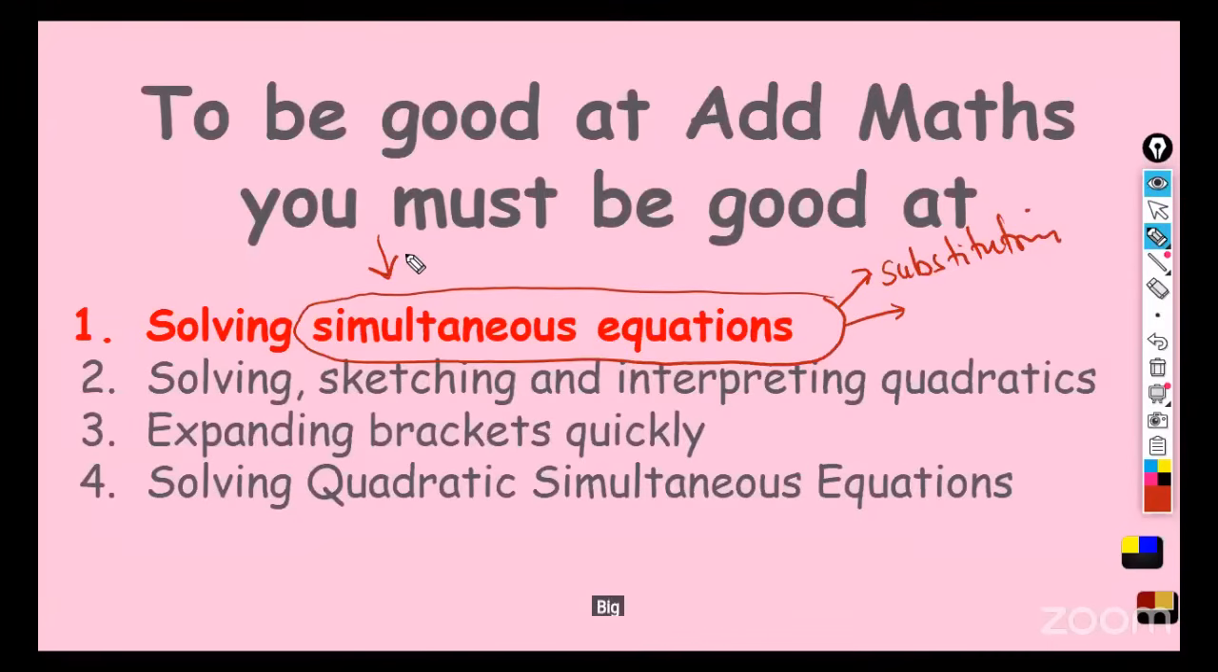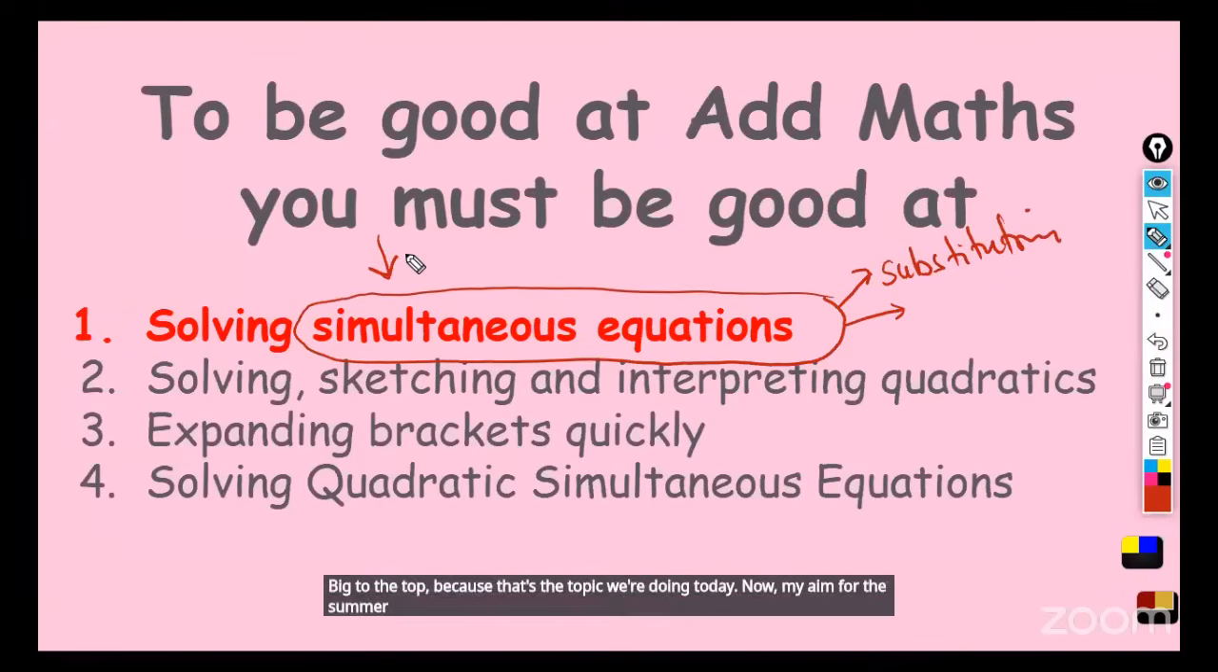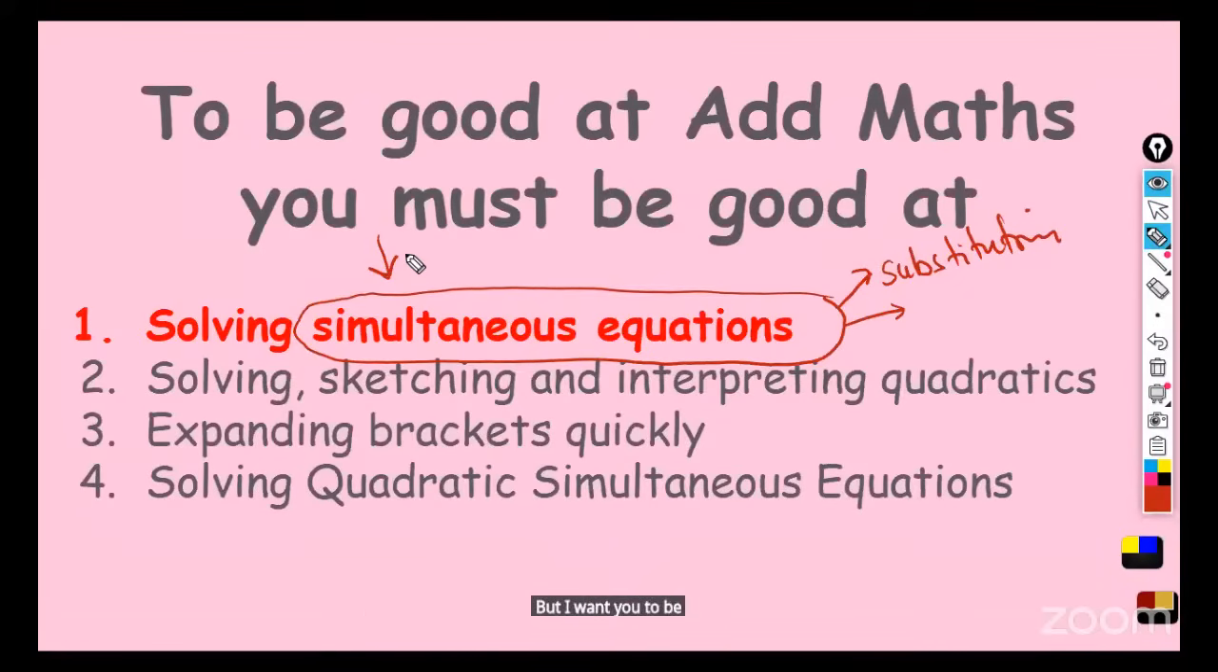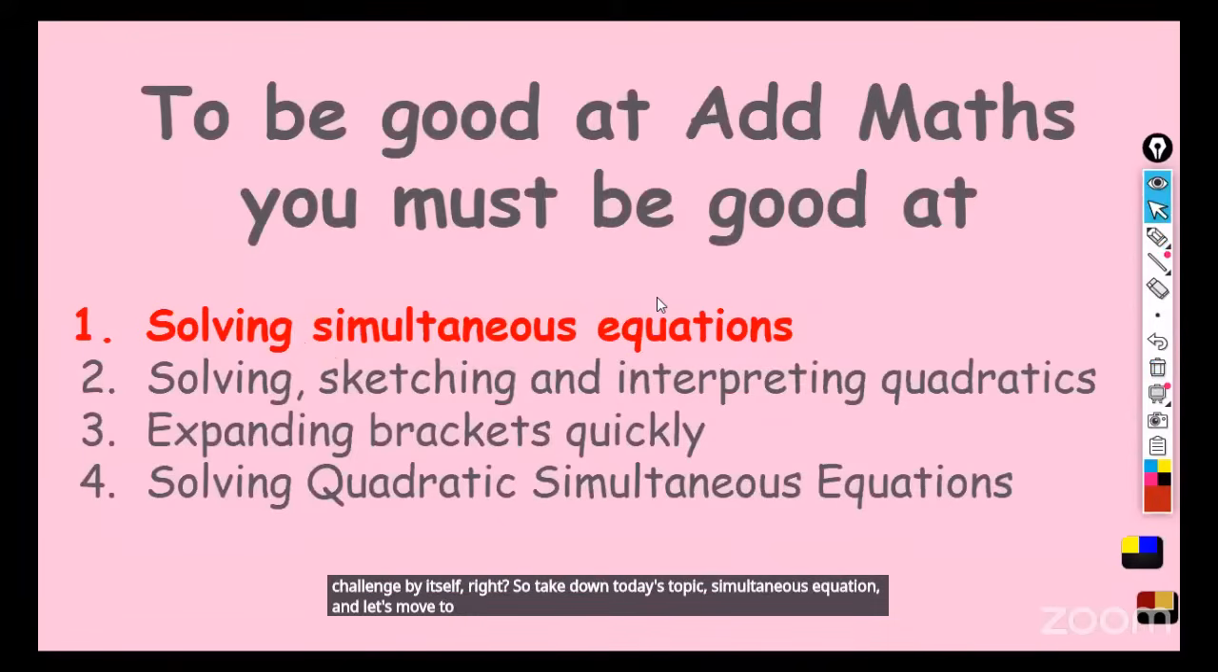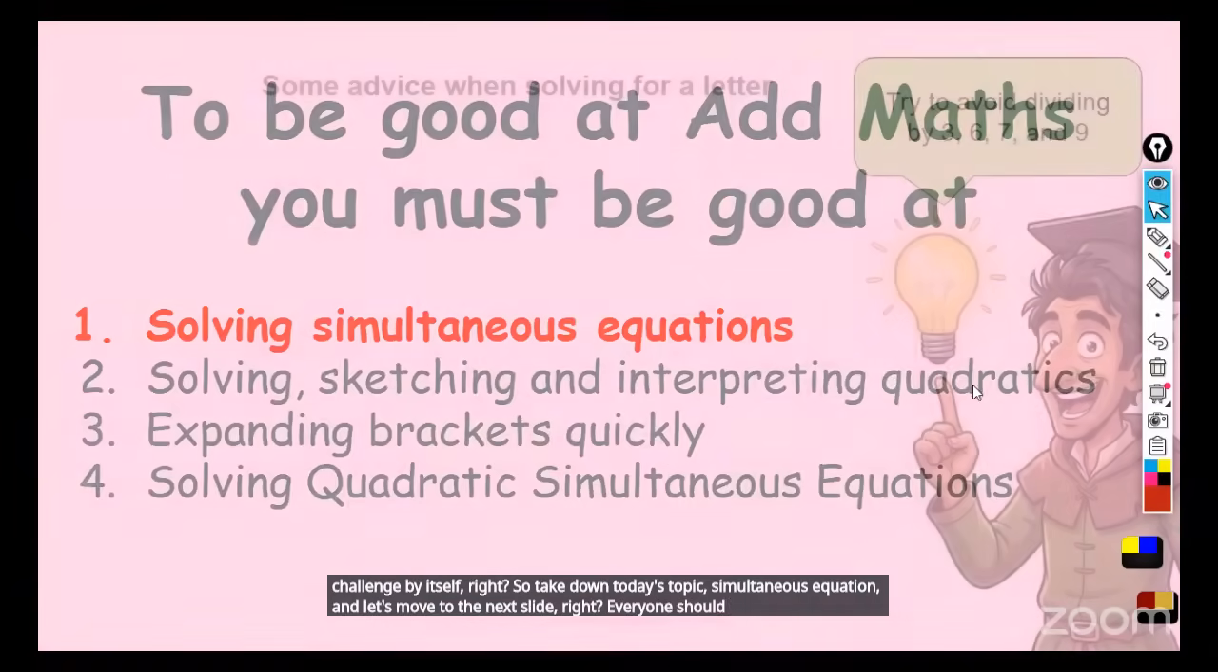So without further ado, turn to a brand new page and write "Simultaneous Equations" big at the top, because that's the topic we're doing today. My aim for today's class is not only to teach you to do simultaneous equations, but I want you to be able to do it fast, in under 5 minutes. That's a challenge by itself. Take down today's topic, and let's move to the next slide.